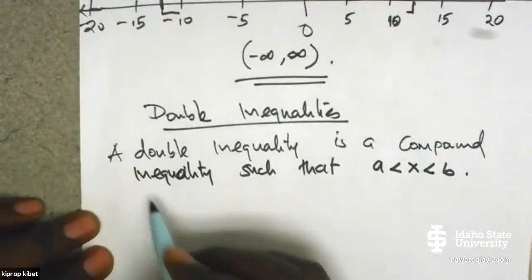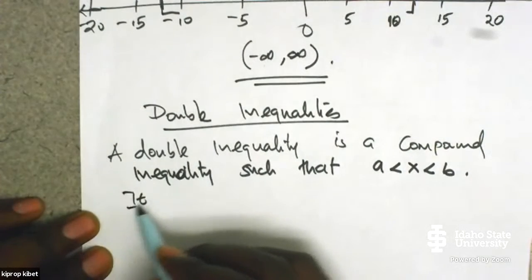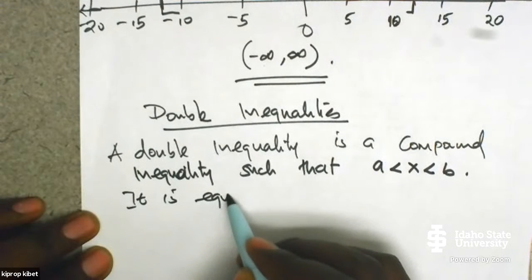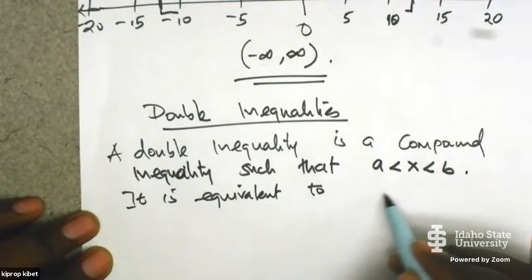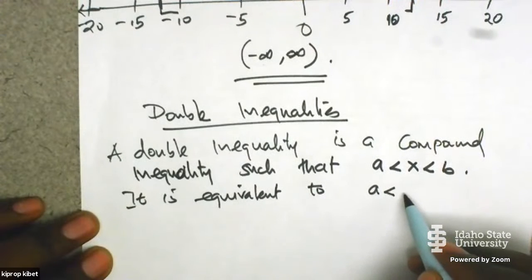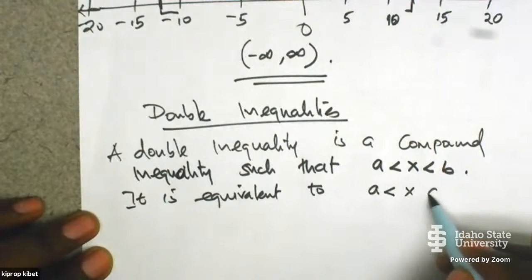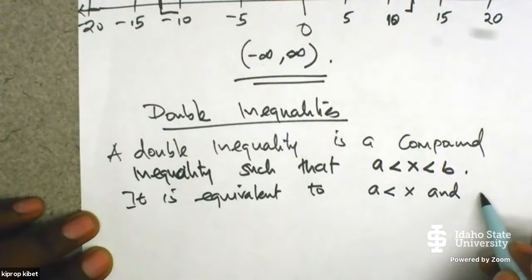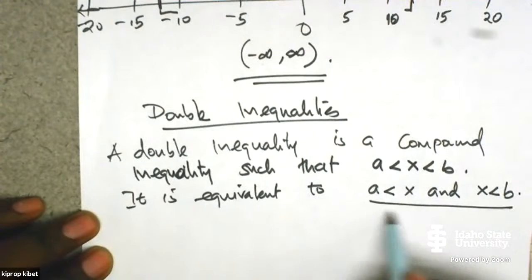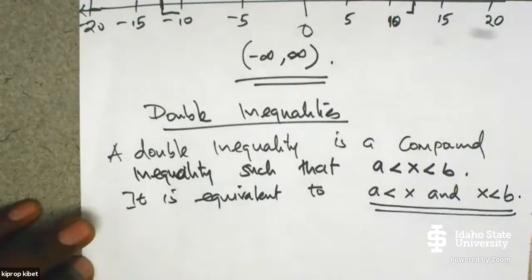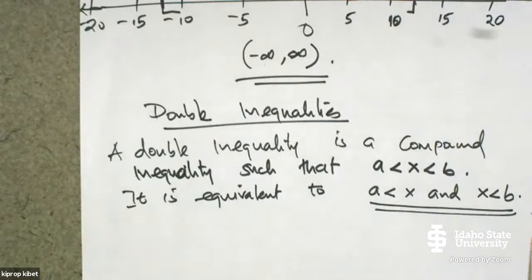So this one is equivalent to A less than X and X less than B. So it is always equivalent to that.